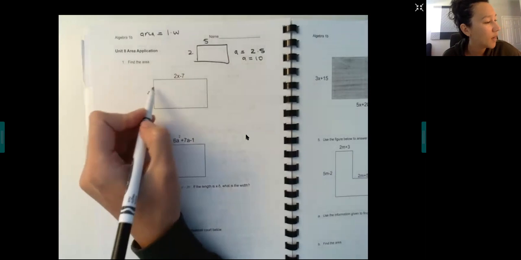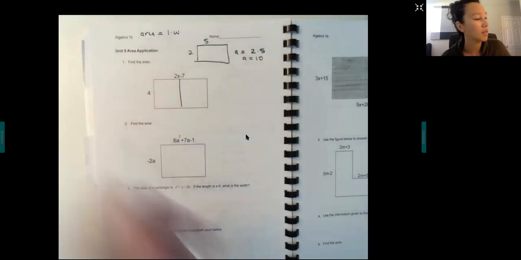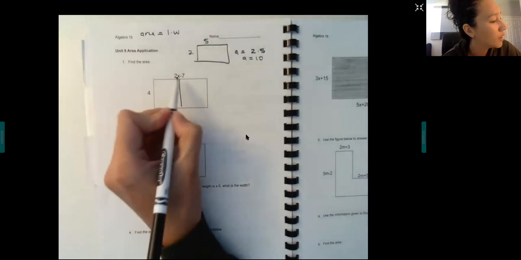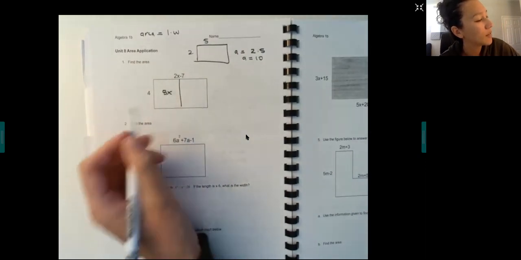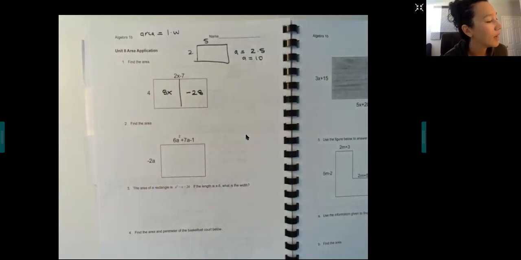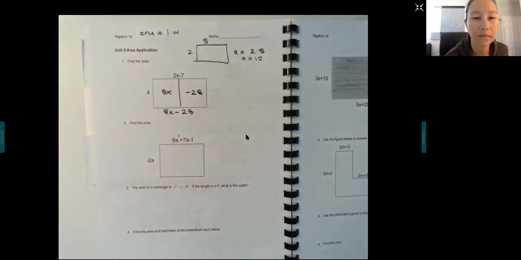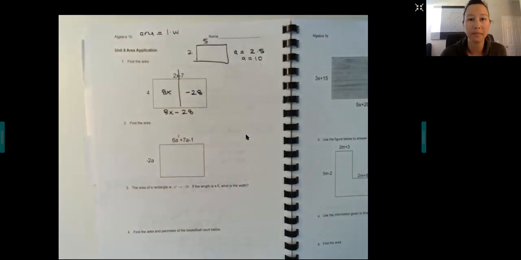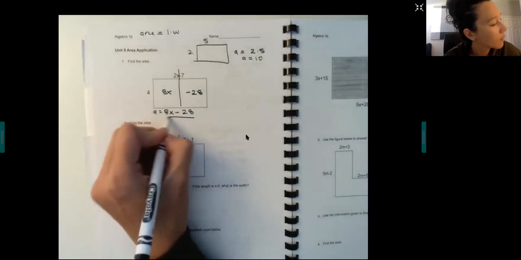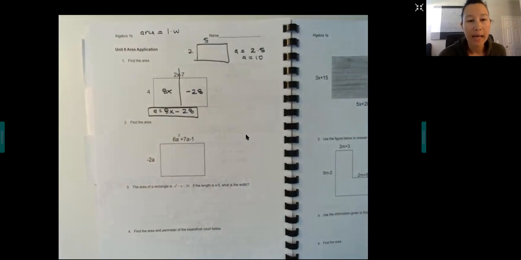So for number one, we need to find the area of this rectangle. It is 4 times 2x minus 7. So it's kind of already set up for our boxes. We can just find the area. So 4 times 2x is 8x. And then 4 times -7 is -28. So the area here is 8x minus 28. Right, so I just separated this. So the 2x went over this box and the -7 over this box. All right, any questions on number one?